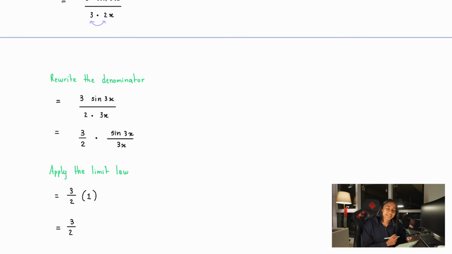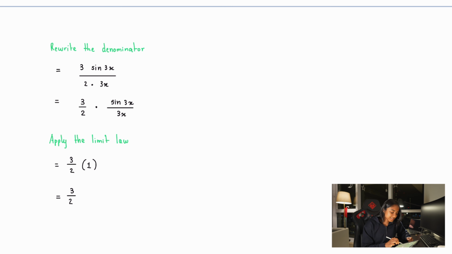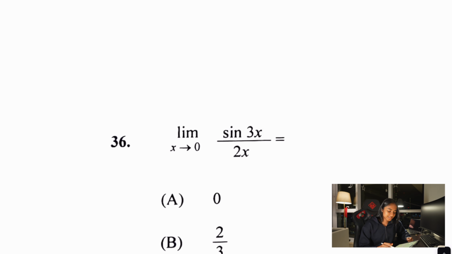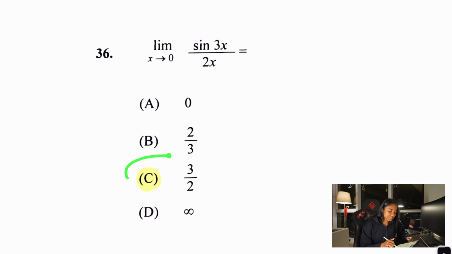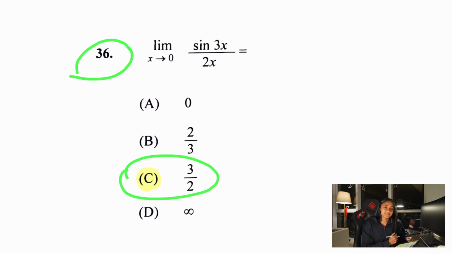when you apply the standard limit law. And that means that the answer is 3 over 2 multiplied by 1, and that leaves us with 3 over 2 to be the answer. So the answer is C for question 36.